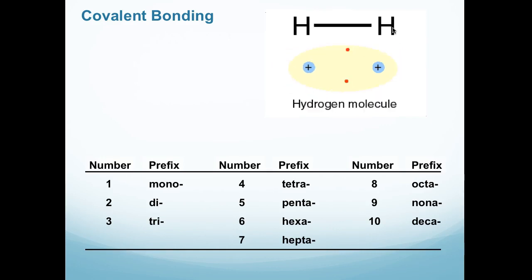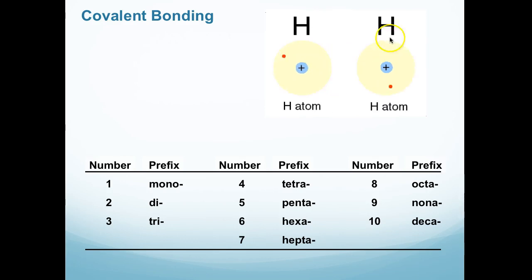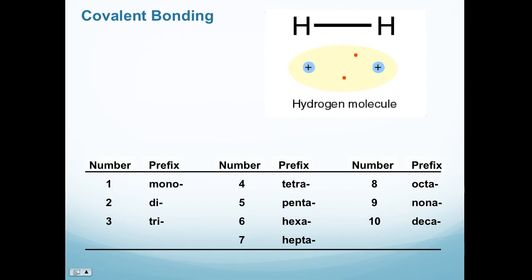Okay. Again, if we are going to name covalent compounds, covalent and molecular are the same thing, now we need those prefixes. So these are the ones we need to know. I want you to know up to 10, to deca.